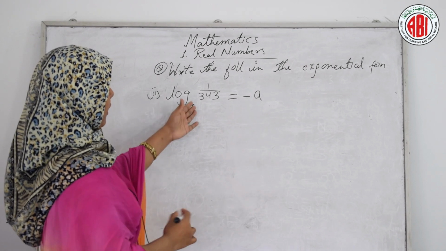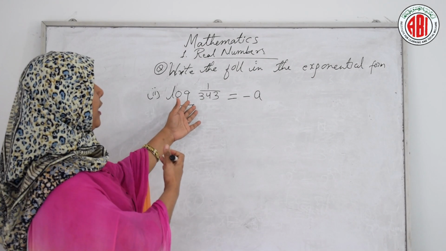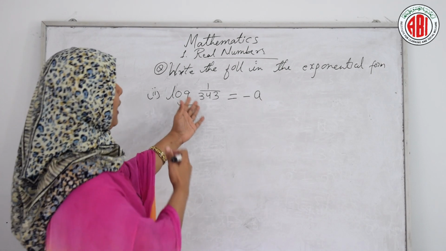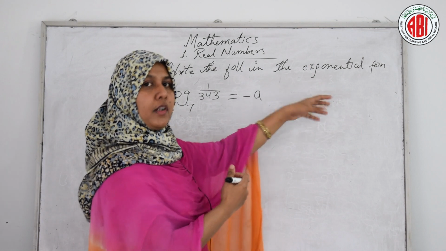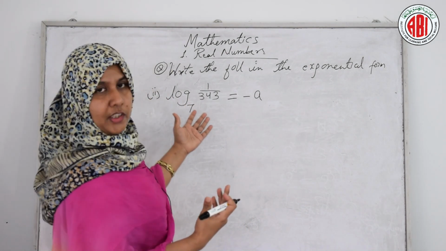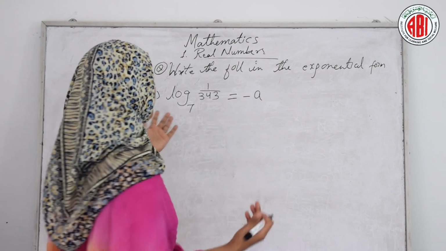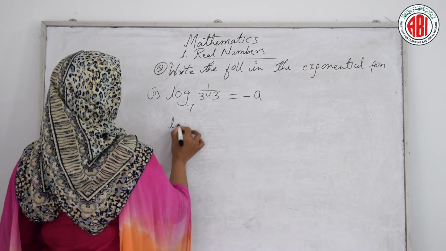This is the question. That means it is in the logarithm form. That logarithm form you have to convert into the exponential form. Okay, so same method, that means we will use the same general forms of exponential and logarithm. The general form you have to write down.